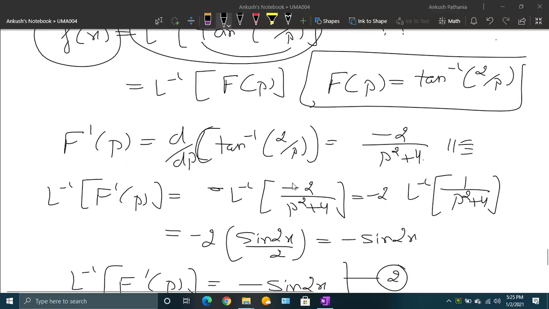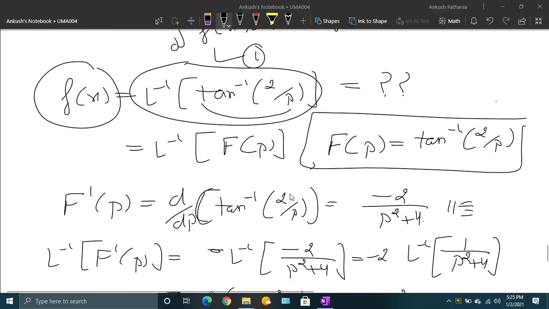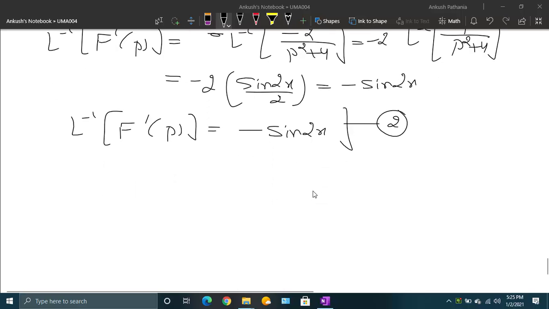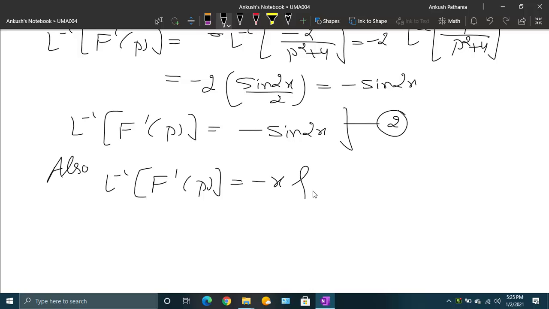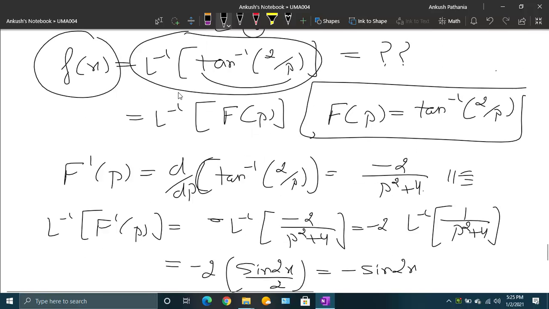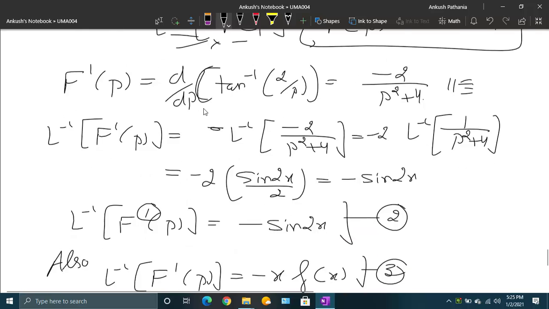Okay, so again coming back to this problem, we need the Laplace inverse of fp, and here we have reached up to where we have found the Laplace inverse of f dash p, and also we know that from property number 4 it is equal to minus x fx. I was just forgetting that this is f dash p, whereas in the question we need the Laplace inverse of fp. So I was confusing it with f dash p.